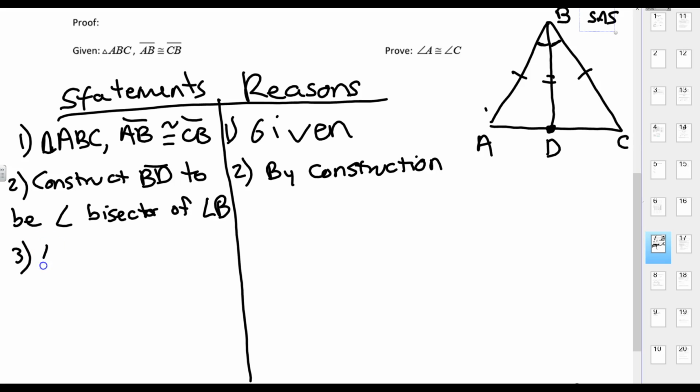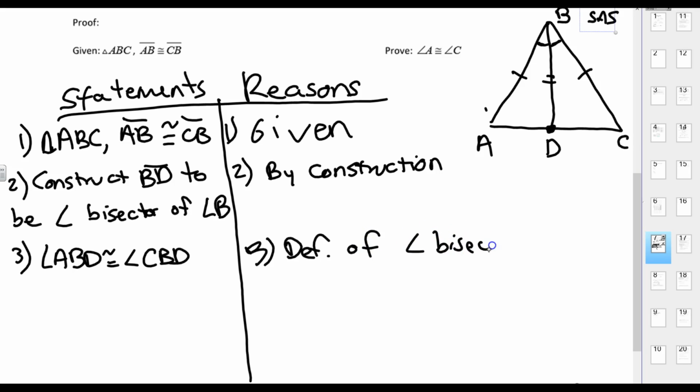Well, that allows me to say that angle ABD is congruent to angle CBD by the definition of angle bisector. And we also need to talk about that reflexive side, that shared side. Remember, I'm trying to get to SAS. I currently have a side, and now I have an angle. I need my second side. So I can say that BD is congruent to BD by the reflexive property of congruence.